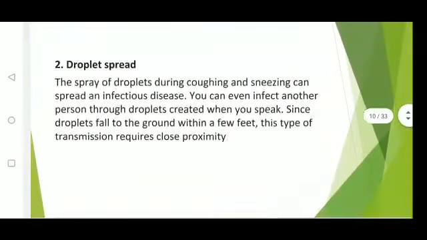Then droplet spread, for example, coughing, sneezing. Once you are speaking with other persons, please maintain some distance, social distancing. Then while coughing and sneezing, what you have to do is cover your nose and mouth with your handkerchief.